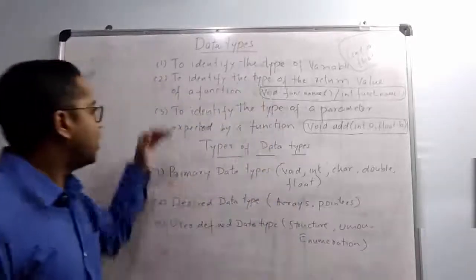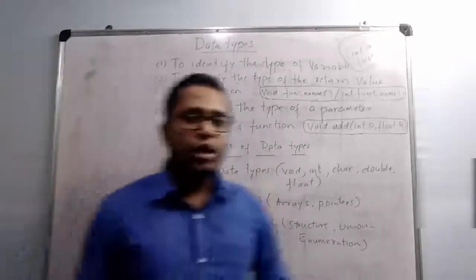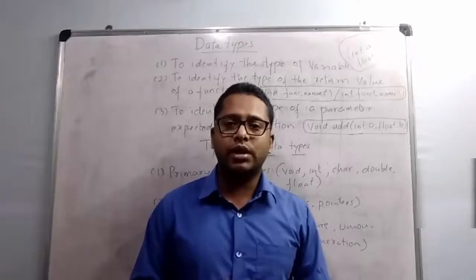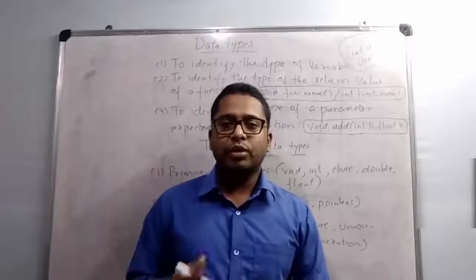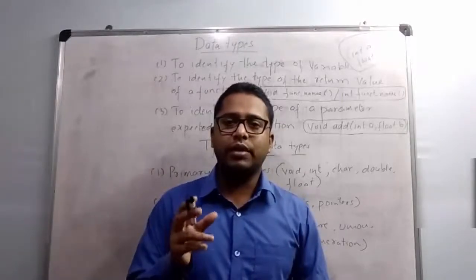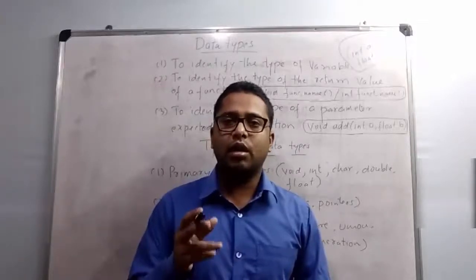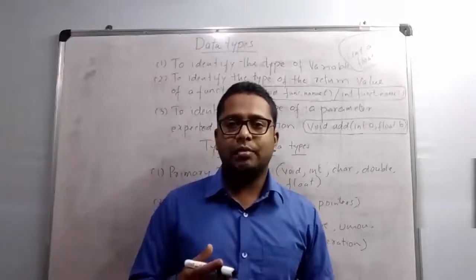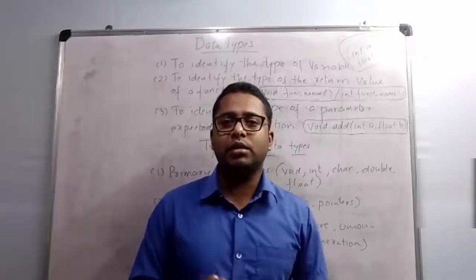Next, the third one is to identify the type of a parameter expected by a function. When we declare functions, we might have a function with parameters, or a function with no parameters. When we have a function with parameters, we supply parameters with different data types. We might have a parameter of integer type for a function, or a parameter of float type. So data types help the users to identify the type of the parameter supplied for the function.